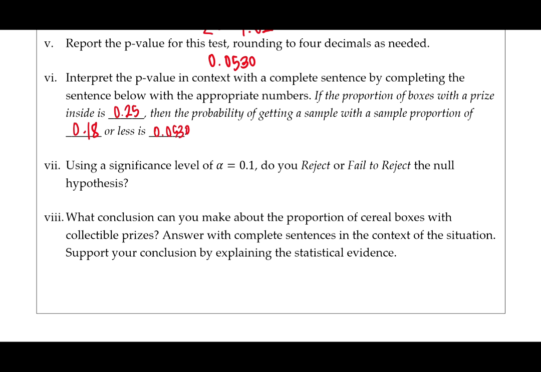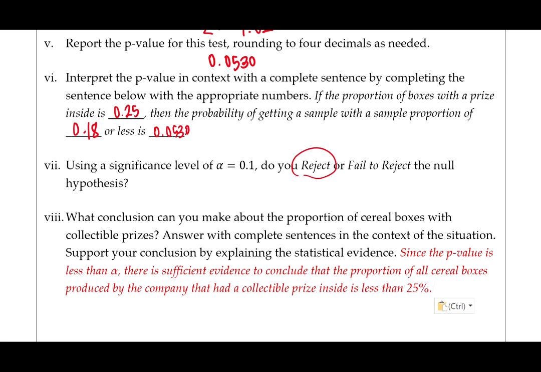Well, now our p-value is less than our alpha of 0.1. If the p-value is lower than alpha, we reject the null hypothesis. A memory tool is p low, reject H0. And so then what conclusion can we draw? Well, our p-value is less than alpha, so therefore we have sufficient evidence to conclude that the alternative hypothesis is true. There is sufficient evidence to conclude that the proportion of all cereal boxes produced by the company that had a collectible prize inside is less than 25%.